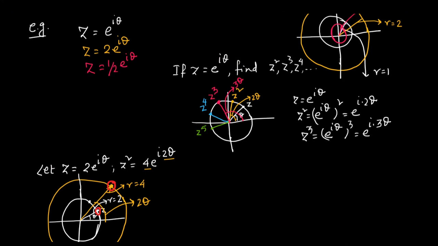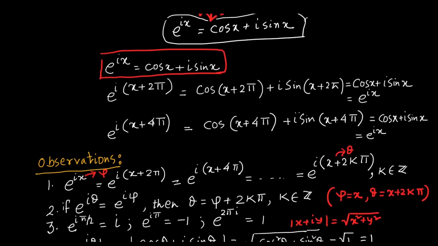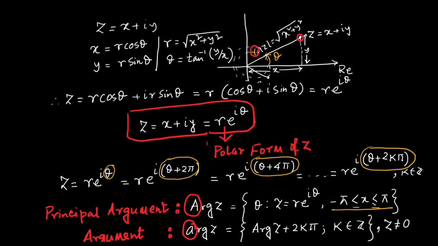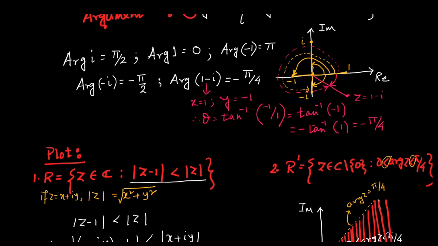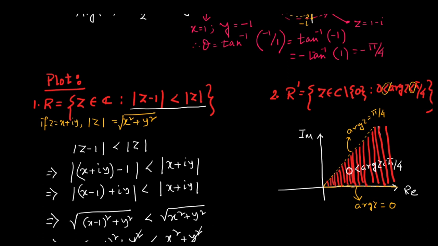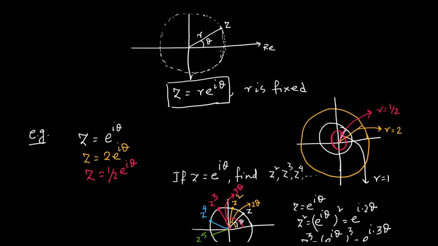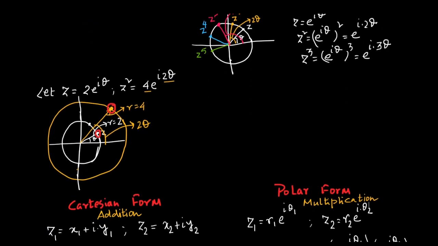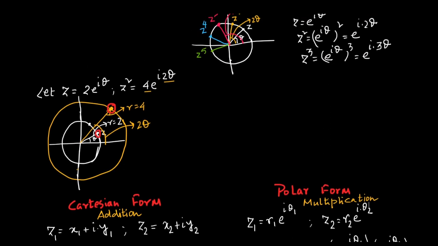Now, to have a quick summary of this class, we started with Euler's formula. We got some observations from Euler's formula. Then we talked about principal argument and argument of a complex number. Then we found arguments of some complex numbers, and we plotted some regions depending on their argument and modulus value as given. Then we tried to find out how we can plot a complex number depending on its polar form. We got some nice visualizations, and I have given you a food for thought. Don't forget me. You have to tell me how the complex plane will look if we visualize it from the perspective of this polar form.